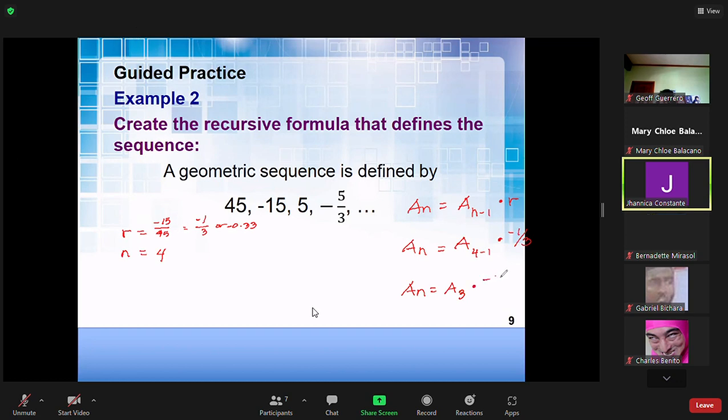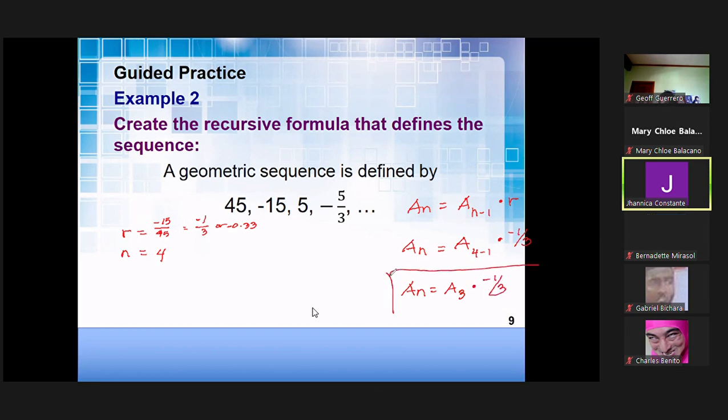times negative 1/3. So that is our recursive formula. Okay? Yan lang ang pagsusulat ng recursive formula, wherein we use this recursive formula to be able to find out what will be the next term after negative 5/3. Okay, now with the recursive formula, so we can proceed with explicit.